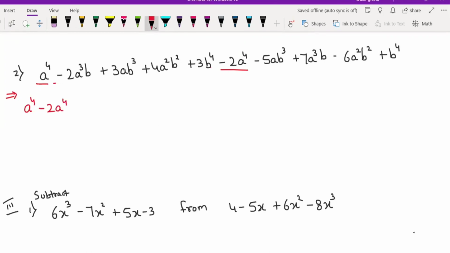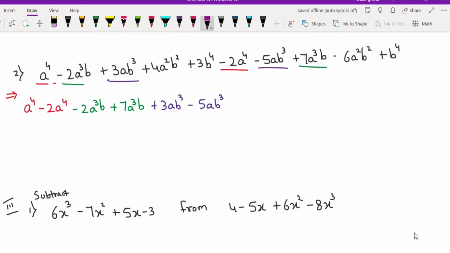Moving to the next term, that is minus 2a cube b. We're gonna search the term which has the same variable. That is a cube b. Over here, it has the same variable, that is plus 7a cube b. Moving to the next one, plus 3ab cube. Okay, I need to search the term with the same variable. That is ab cube. Over here it is, that is minus 5ab cube.